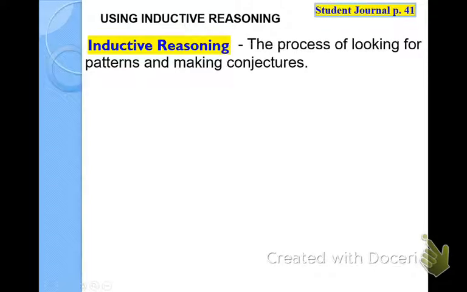Here we go. Inductive reasoning: the process of looking for patterns and making conjectures. And I also want you to write one more thing when you get there. I also want you to put in parentheses, you're looking at behavior. So please put in parentheses that you're also looking at behaviors.